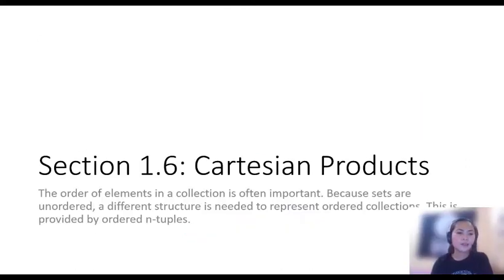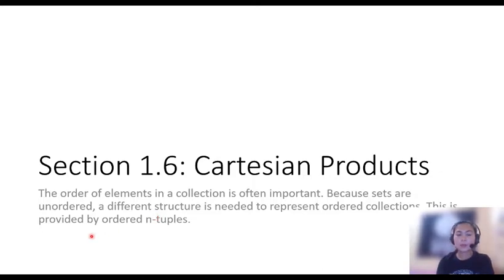Good day, everyone. In continuation of our recent discussion, I will now be discussing section 1.6, the Cartesian products. The order of elements in a collection is often important because sets are unordered. A different structure is needed to represent an ordered collection. Basically, we're going to talk about how we represent ordered sets.